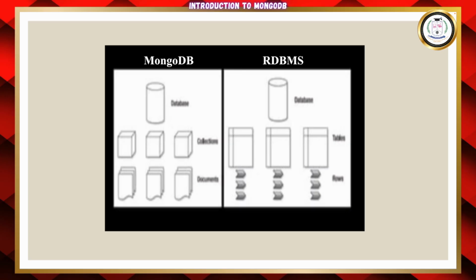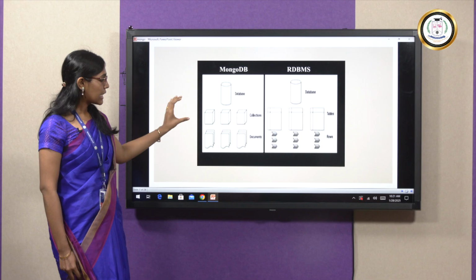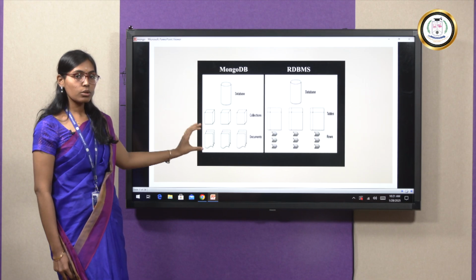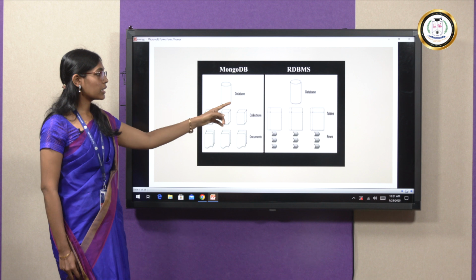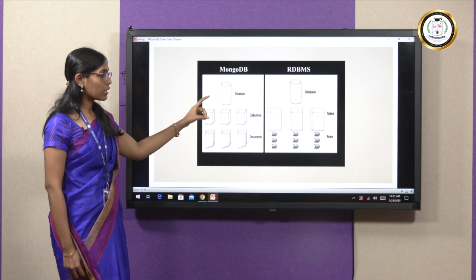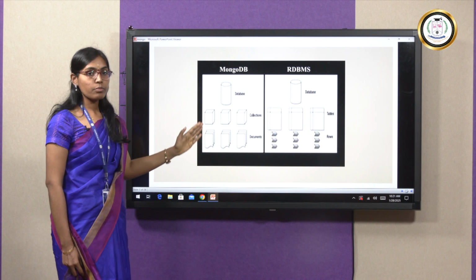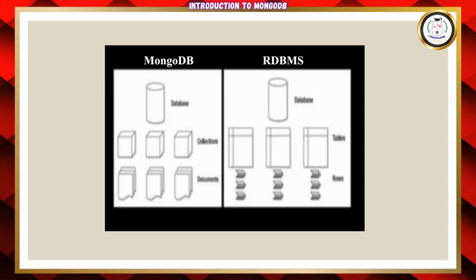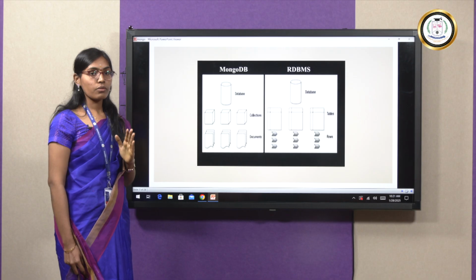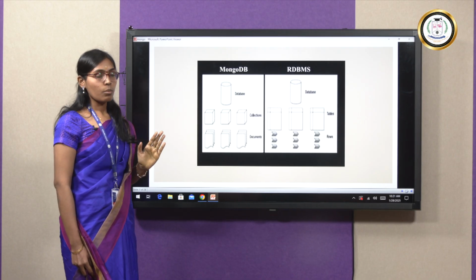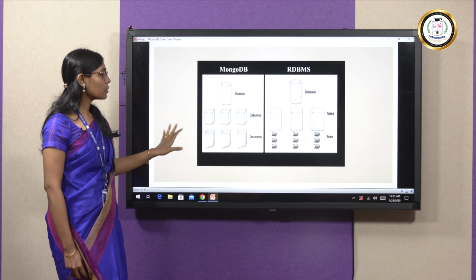Same thing in another format, if you see, one single database consists of multiple collections. So this is MongoDB. One single database consists of multiple collections. Each and every collection consists of multiple documents. So that is MongoDB. Same thing in RDBMS, one single database consists of multiple tables. Each and every table consists of multiple rows as well as columns. So this is the basic difference between your normal SQL and your NoSQL, which you call RDBMS and MongoDB. So this is how the data will be stored.